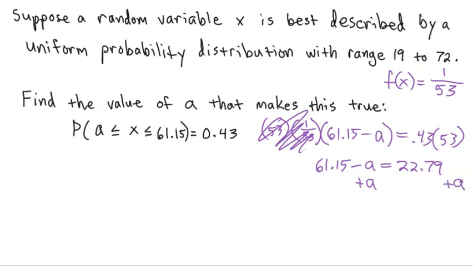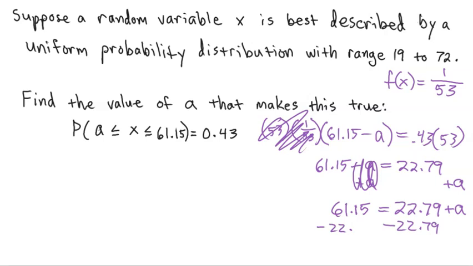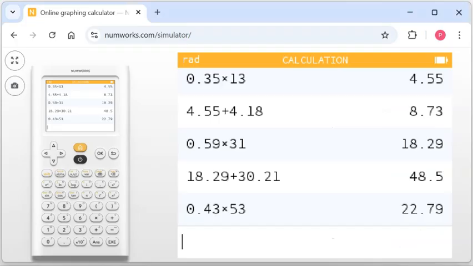That's just my way of doing it. You don't have to do it that way, but I figure it's one of the easiest ways to do it. So 61.15 is equal to 22.79 plus A. Now we're going to subtract 22.79 from both sides. Over on the right side, this is going to cancel, okay? And we get equals A on the right side, and then on the left, we're going to do 61.15 minus 22.79.